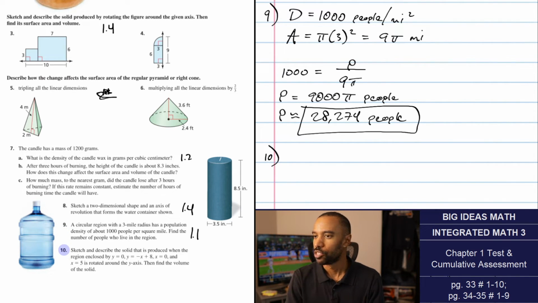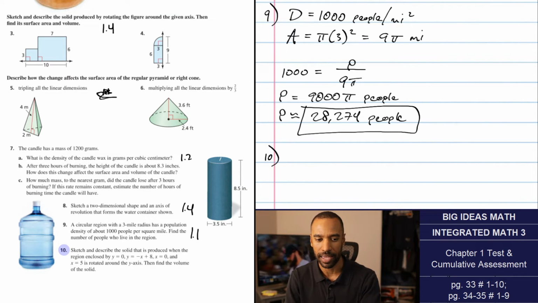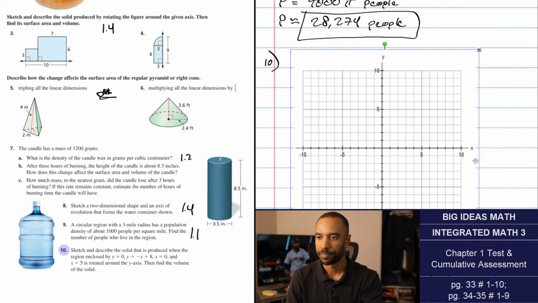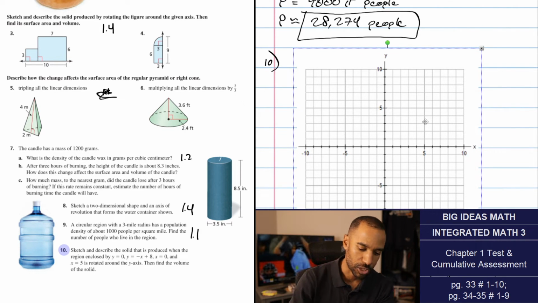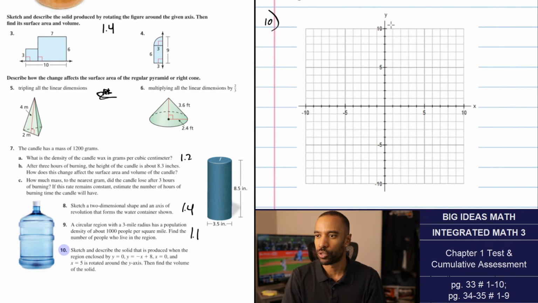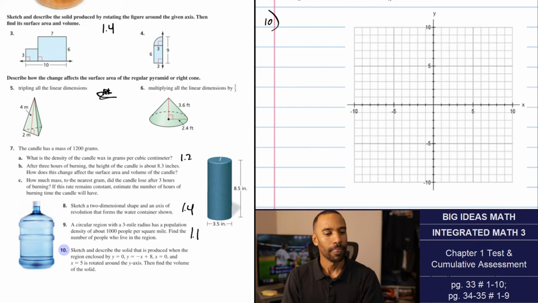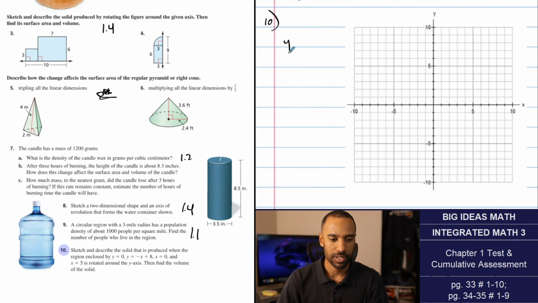Number 10, sketch and describe the solid that is produced when the region enclosed by those equations is rotated around the y-axis. So I'm going to do a copy-paste. I'm going to give you guys graph paper for this. We will do the following lines. Maybe I should write this down first. Hold on, I was getting my line set up. We'll do y equals 0. That is the x-axis.